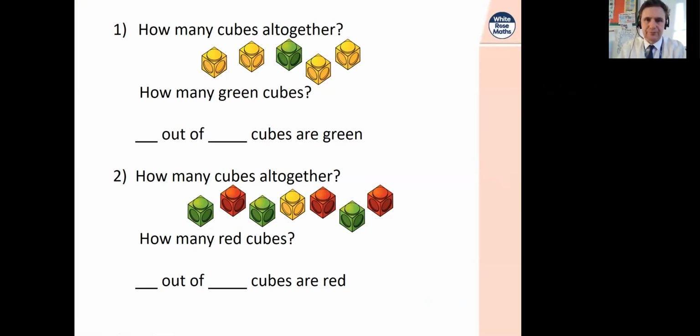Okay then, so in the first part, how many cubes are there altogether? Well, you can see that there are 5 cubes and that one of them is green. So 1 out of 5 cubes are green. On the second lot, how many cubes are there altogether? You can see there that there are 7 cubes. And how many are red? Count those up. There are 3. So if we were to put that into that sentence at the bottom, 3 out of 7 cubes are red.